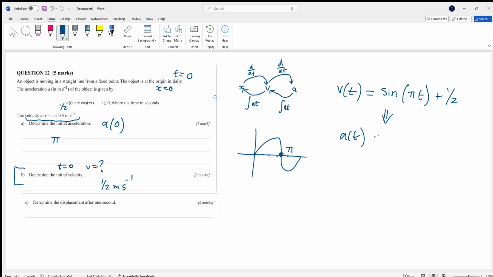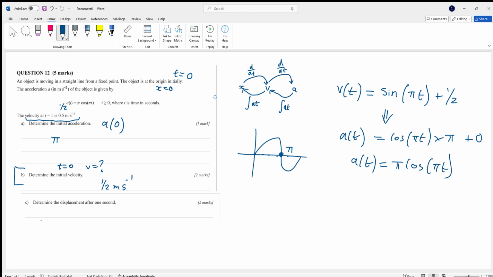Sine turns into cos. So it's going to be cos of pi t times by the derivative of pi t, which is pi, and then you've got a plus 0 here. So we get our exact equation back again. Okay, that's how I know I have integrated correctly.